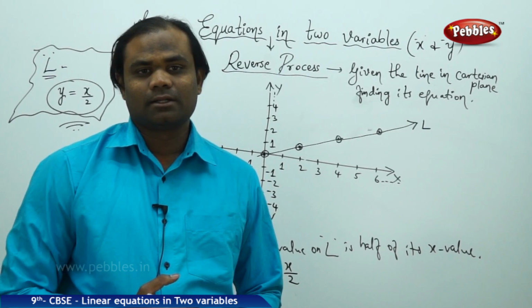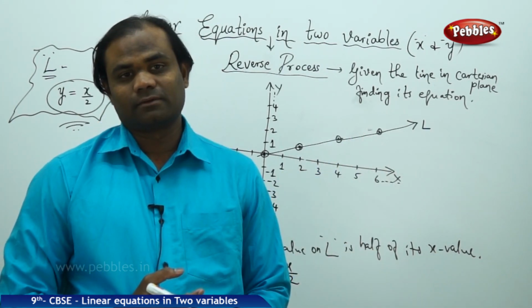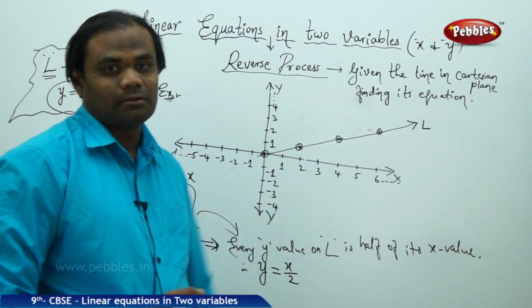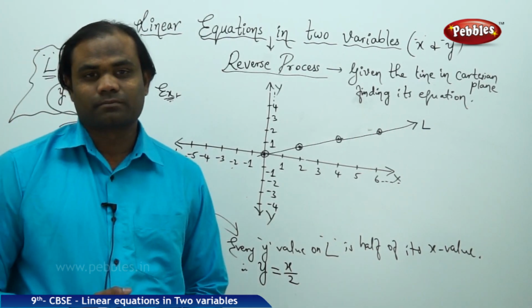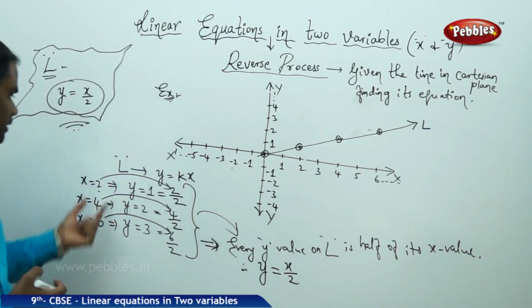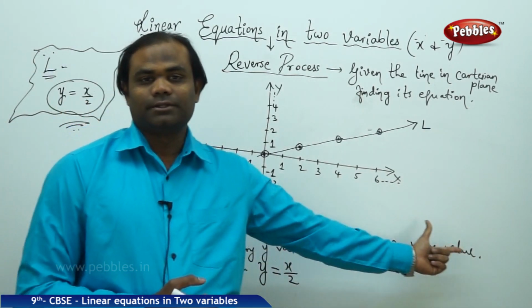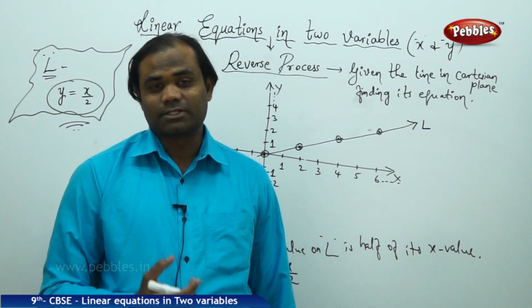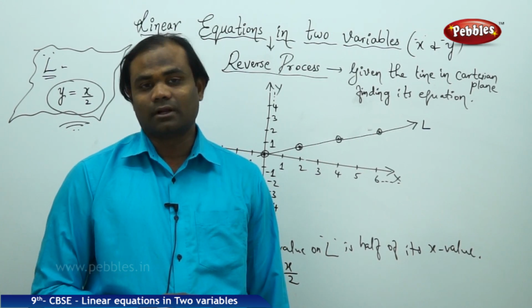The equation of a line can be identified through its line in the graph. This line in the graph in the Cartesian plane is with its equation y equal to x by 2, investigated through its x coordinates and y coordinates, which gives me the condition. This is the reverse process of understanding the equation of a line through its Cartesian graph.